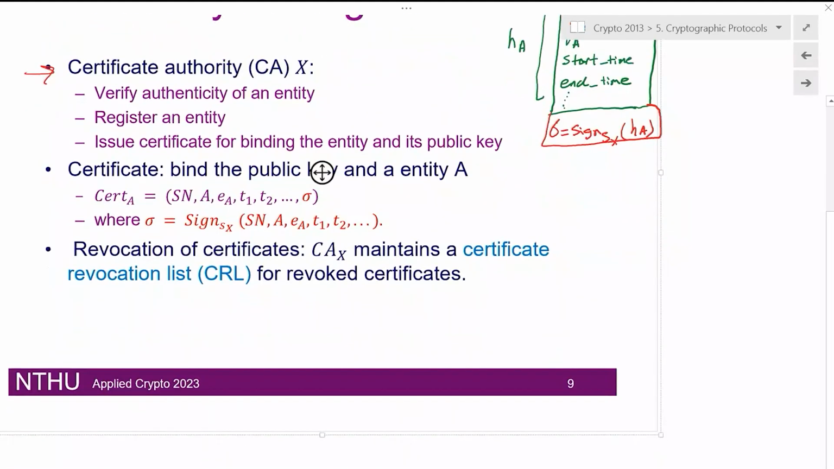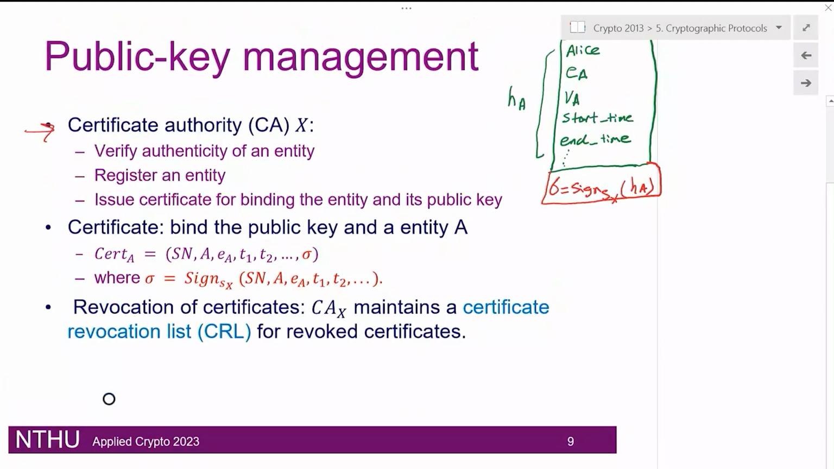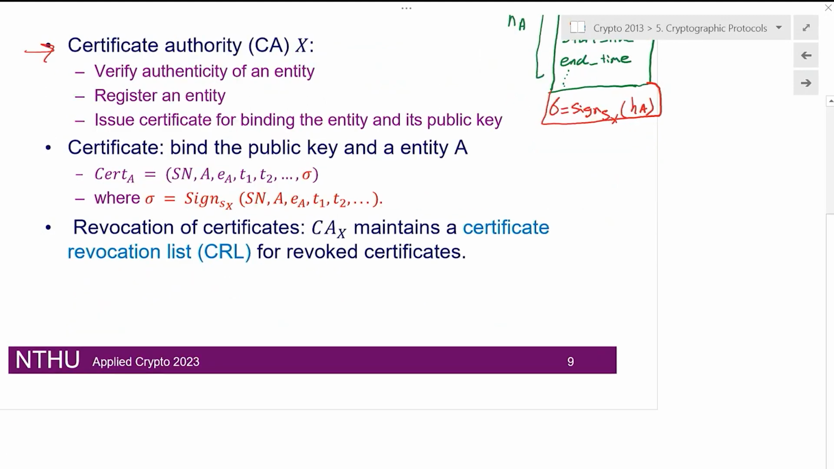But the problem that we are going to discuss now is known as the certificate chain, and the question is how can you trust, or where do you get, this verification key for this certificate authority X, or how can you trust this entity in the first place? So this is the thing that we want to have a small discussion about.